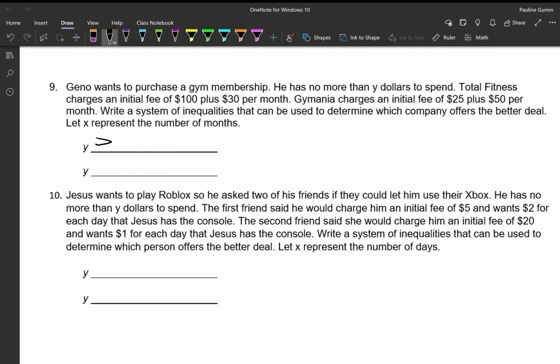So Y is greater than. Y is the biggest. He could, of course, spend all of his money if he felt like it, although probably shouldn't. But who am I to say? Okay, so Total Fitness has an initial fee of $100 plus $30 per month, and we're using X for months. So that means 100 plus 30X.